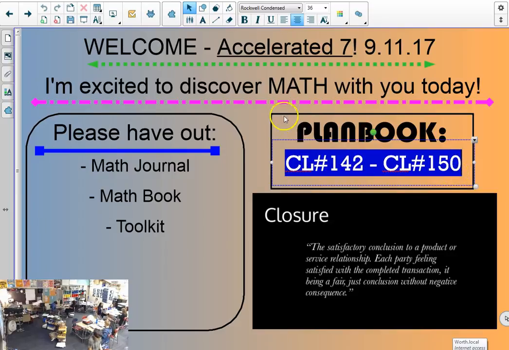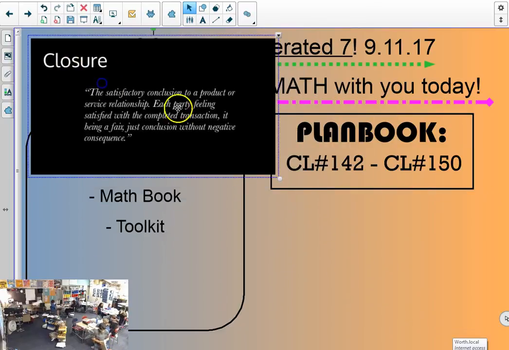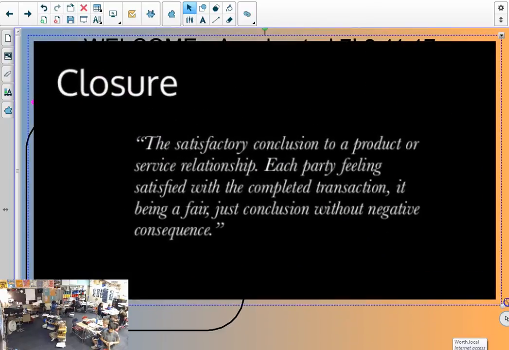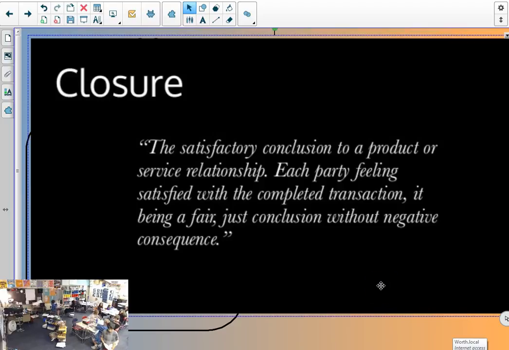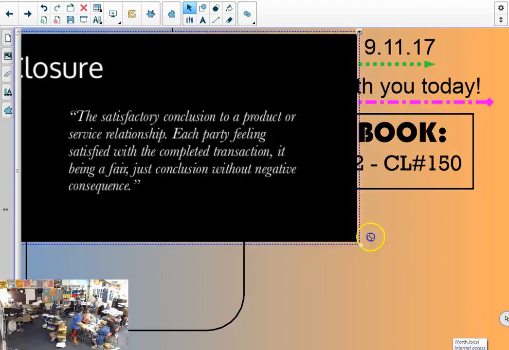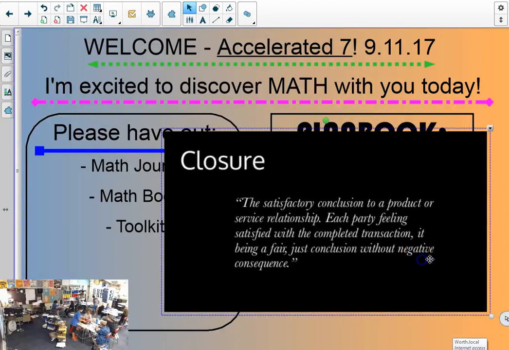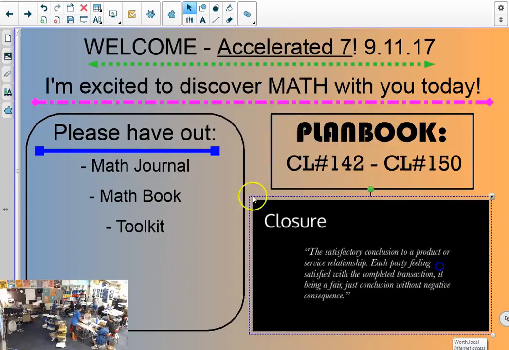These problems marked with CL are always wrap-up problems, the closure. So closure I have here, you probably can't really read it. What's closure mean? Closure is the satisfactory conclusion to a product or service relationship. Each party feeling satisfied with the completed transaction, it being a fair, just conclusion without negative consequence. That's what we're looking for in our closure sections, a nice satisfaction feel from getting everything wrapped up.